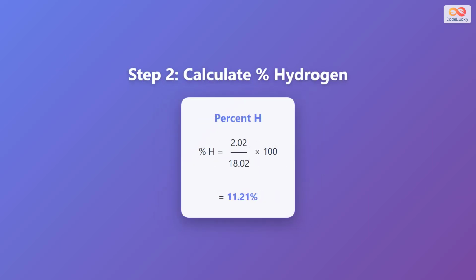Now we can calculate the percent composition of hydrogen. Using our formula, we divide the mass of hydrogen, which is 2.02 grams per mole, by the total molar mass of water, 18.02 grams per mole, and multiply by 100. This gives us 11.21%. So hydrogen makes up about 11% of water's total mass.